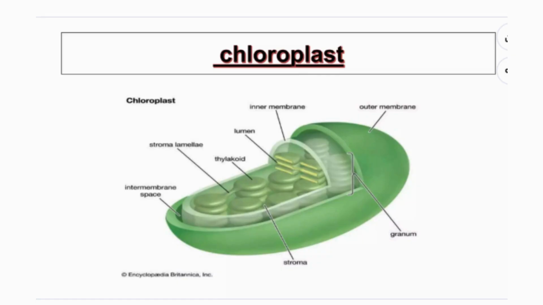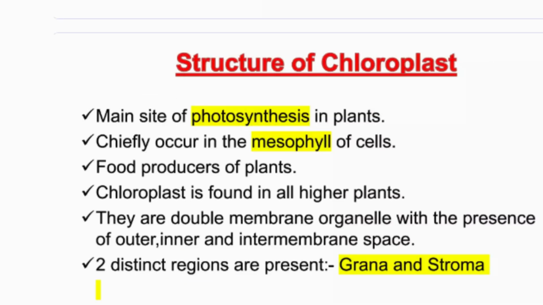This is the general diagram of the chloroplast, in which we will discuss one by one each structure with respect to their function. The chloroplast is the main site of photosynthesis in the plant. Basically, chloroplasts chiefly occur in the mesophyll of the cells. They are food producers of the plants, and chloroplasts are found in all the higher plants.